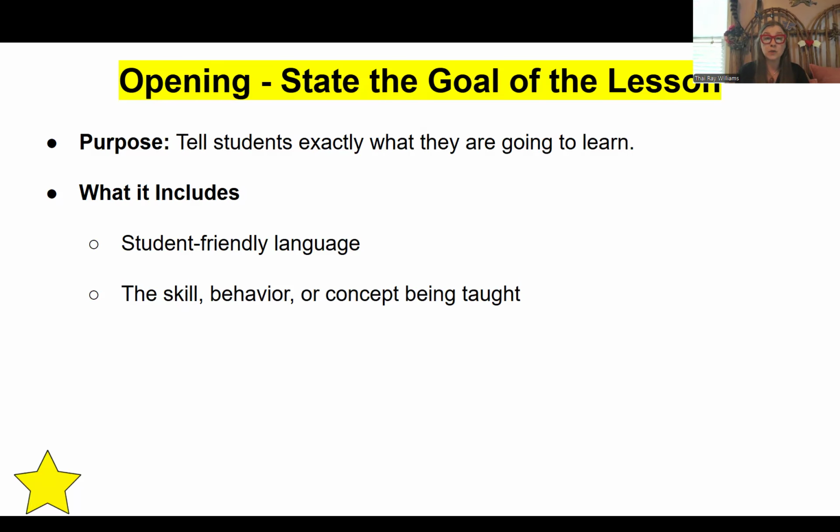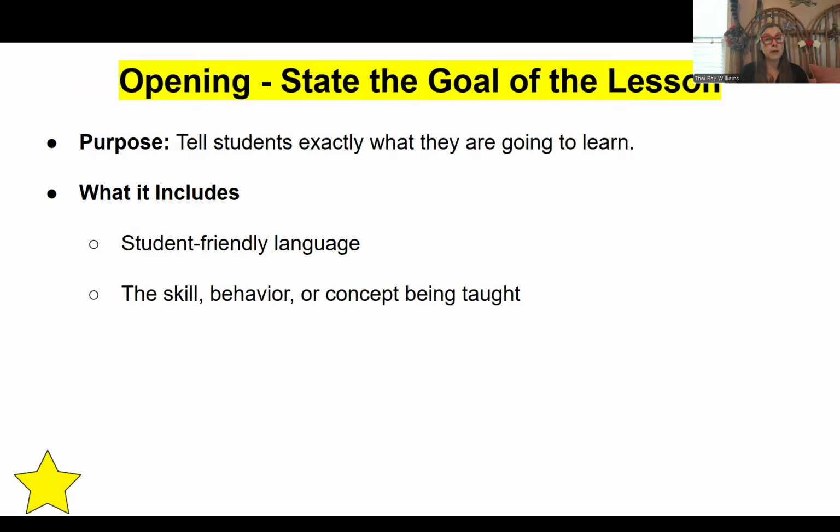And so the next thing you want to make sure you do is that you state the goal, the objective, or the learning target of the lesson. And this is important because obviously your students want to know what they are going to learn. So when we are writing those learning objectives, we want to make sure that we're using student-friendly language.